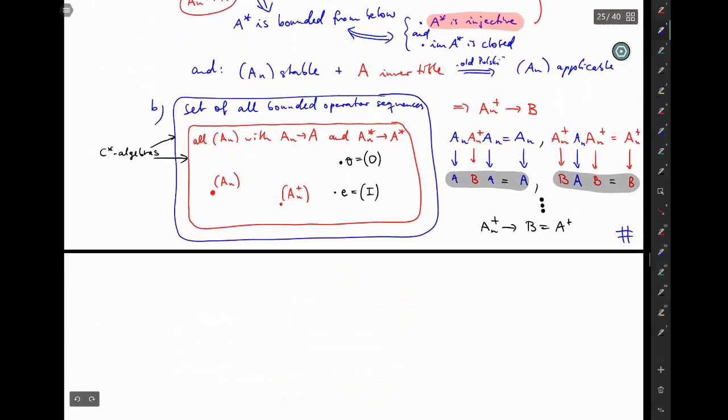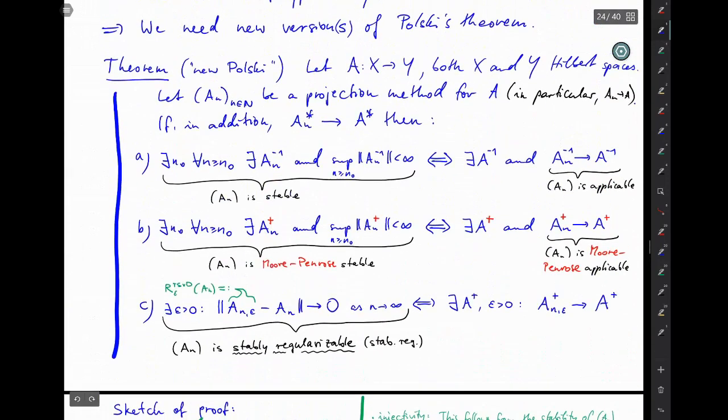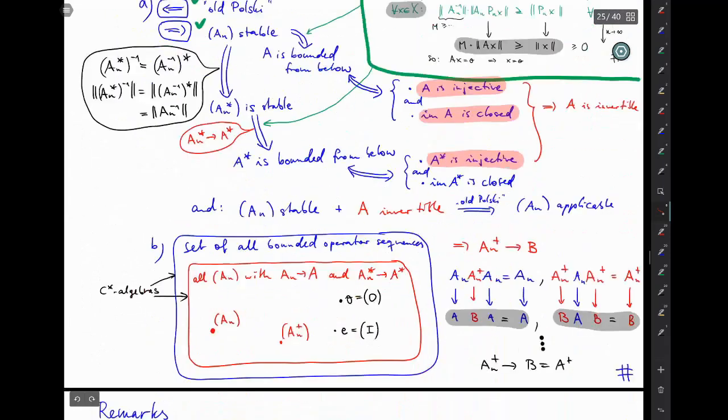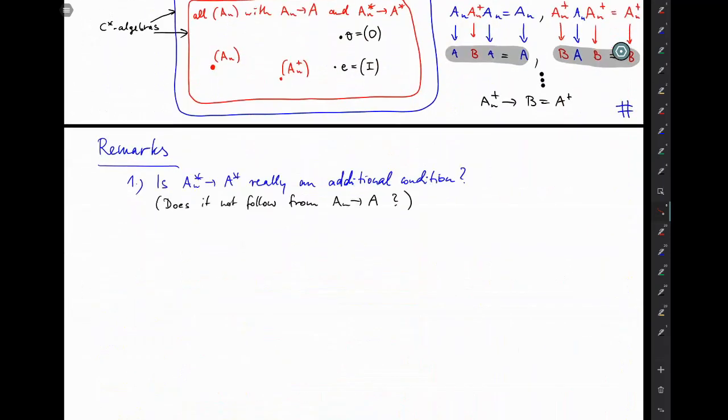Time for remarks. The first remark is about this additional condition here, that not only A_n be convergent to A, but also the adjoints converge to the adjoint. Is that really an additional condition, in the sense that does it not automatically follow from A_n to A, which we impose anyway?